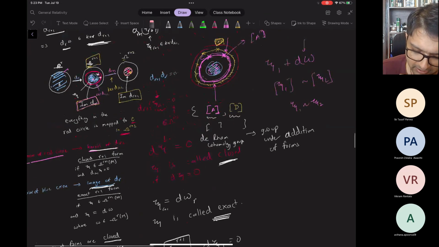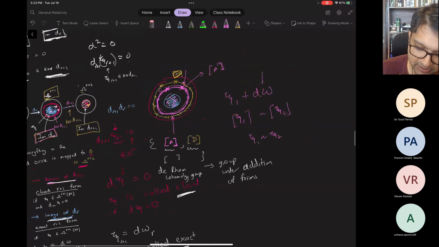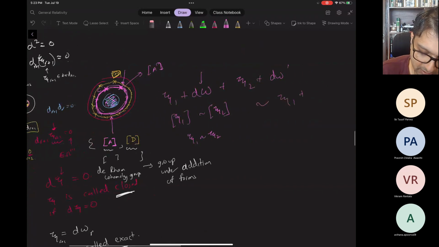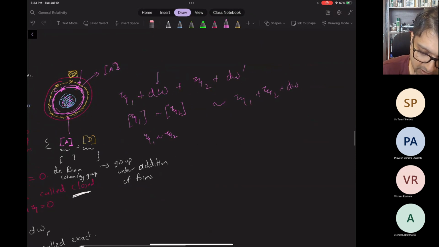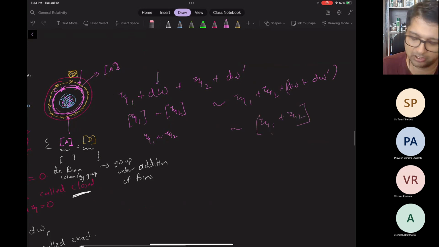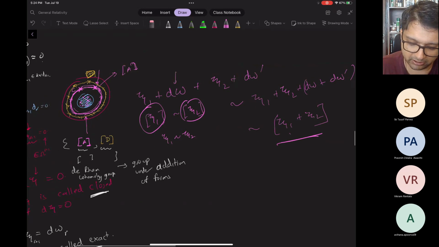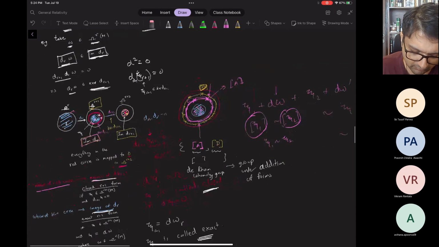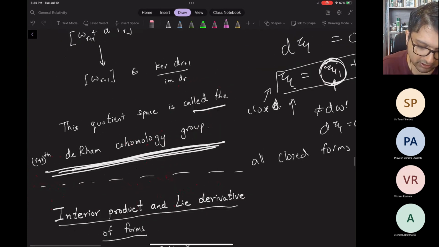Okay, and it turns out that there's basically an addition operation on these equivalence classes. If you add two objects in one equivalence class, this will give you xi1 plus xi2 plus d omega plus d omega prime, and this belongs to the equivalence class of xi1 plus xi2, right? So this forms a group really under this operation of addition of differential forms. Even though you're using representatives rather than the original differential forms, this is basically now going to form a group under addition. And this group is called the de Rham cohomology group.